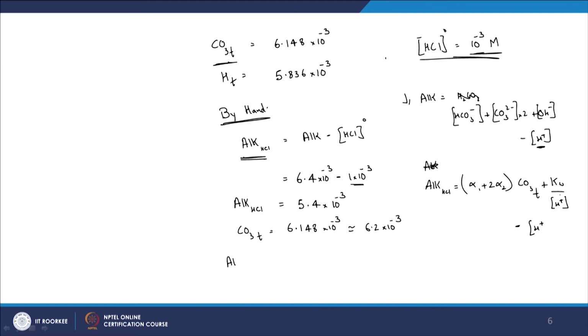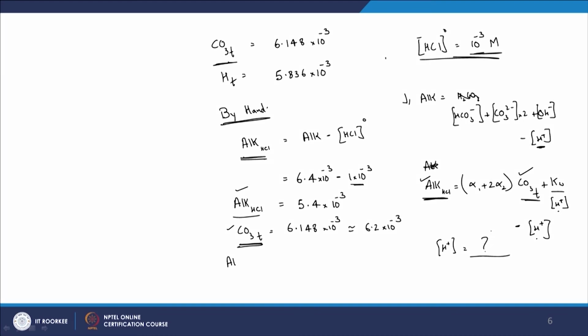So, what do I have here? I have alkalinity after addition of HCl, which we just calculated here, right. I also have CO3 total. So, this is from part B more or less, right. So, I have this, and I just need to now be able to solve for H plus, right. So, that is the only unknown. So, I can solve for H plus here again, and I will be done with my particular scenario, right.